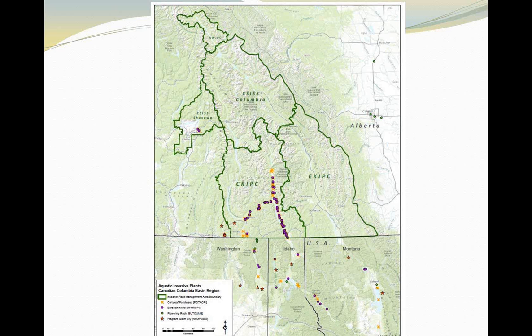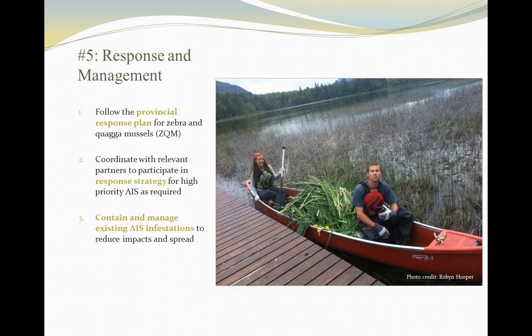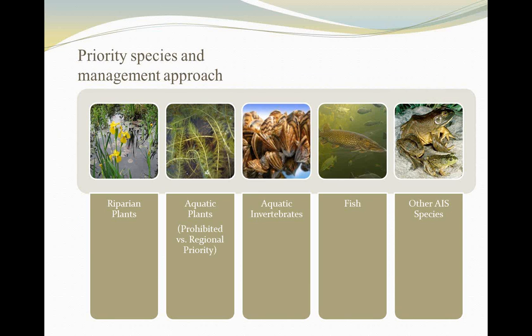The 5th and final program area is response and management. So what do we do when these aquatic invasive species have arrived? And part of this is really to look at who is doing what or will do what. Often this is based on which species are the responsibility of the provincial government. So the response approach for each of these species groups is outlined in this program framework.